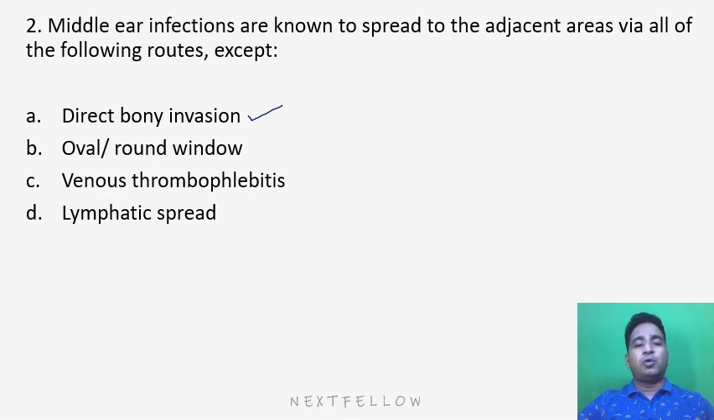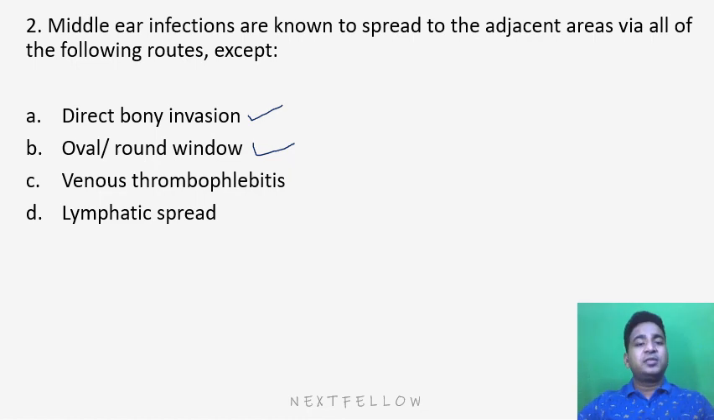Then comes the oval or round window. Yes, sometimes in acute otitis media or chronic otitis media, the route of spread of infection through the oval or round window will lead to acute labyrinthitis, which will lead to symptoms like vertigo and tinnitus.